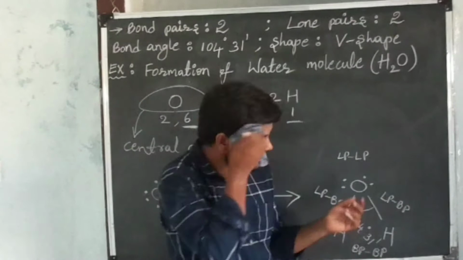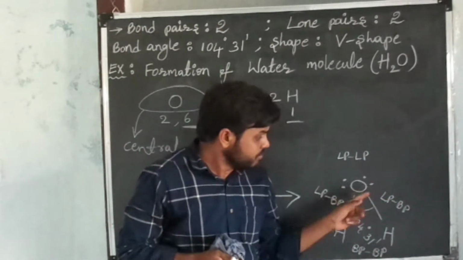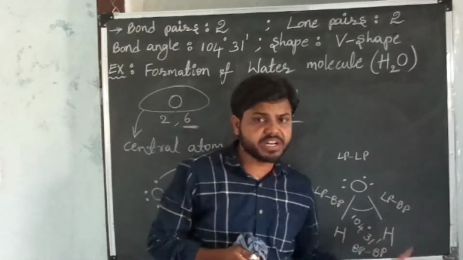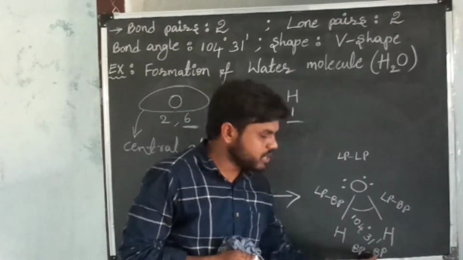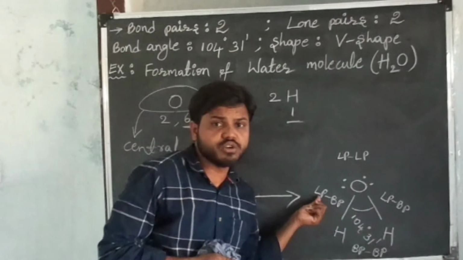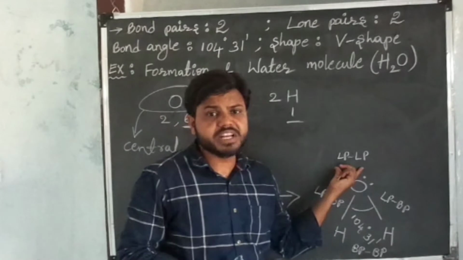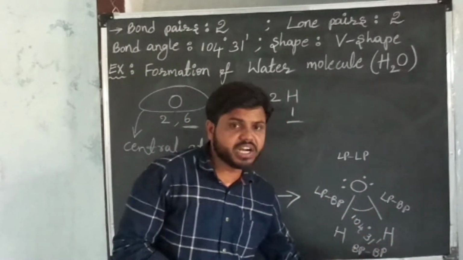I am repeating. Between these 2 lone pairs, we get lone pair repulsion. Between lone pair electrons and bond pair electrons, we get lone pair bond pair repulsion. Between these 2 bond pair electrons, we get bond pair repulsion. We already know lone pair repulsion is more than lone pair bond pair repulsion and bond pair repulsion.